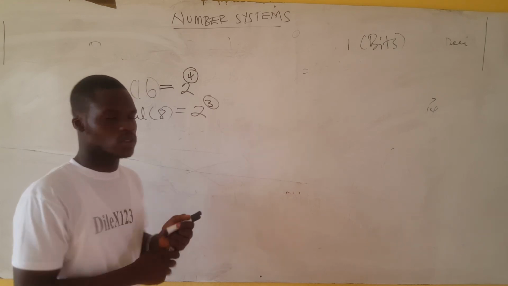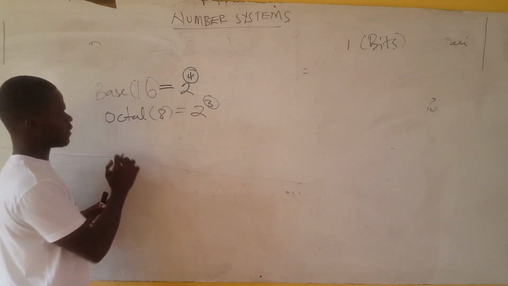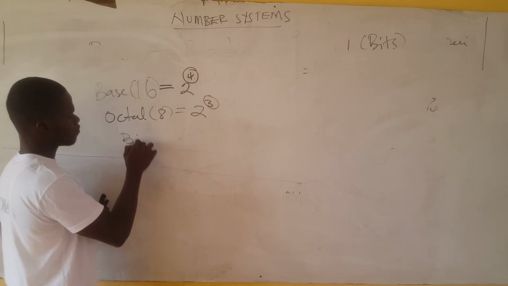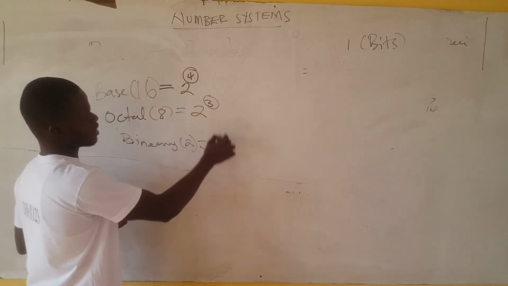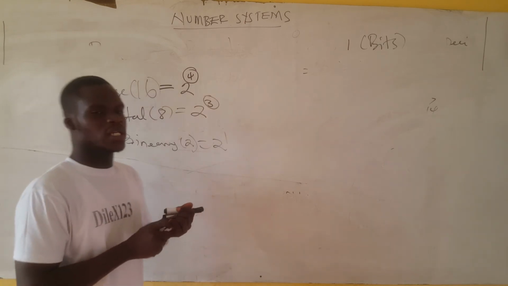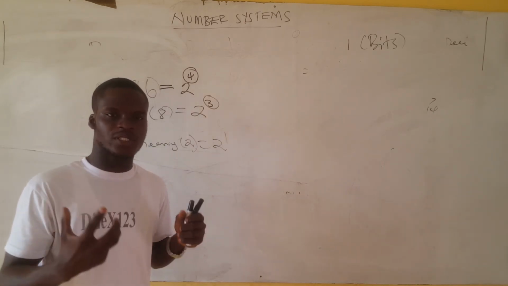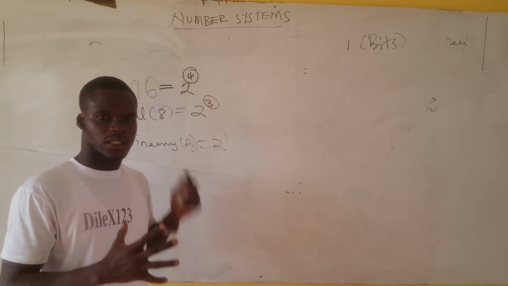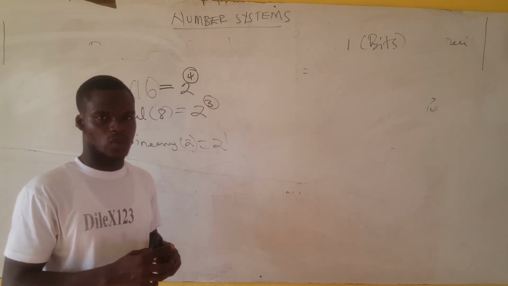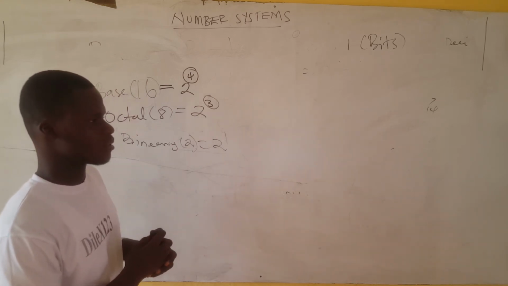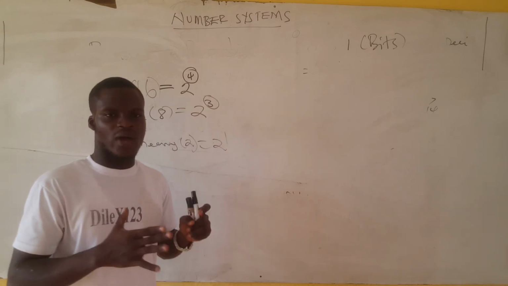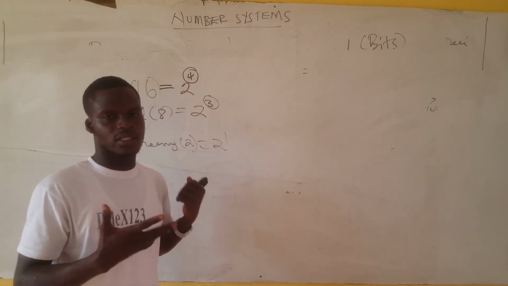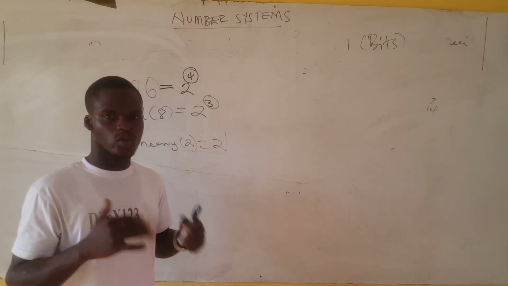I hope that's good. And also, if we have the binary, binary means base 2. So 2 is the same as 2 exponent 1. Meaning we need just 1 bit so that we can represent a number in the binary notation. Okay, that's what it means. So it's very important that we understand these basics. We've solved some questions on this in previous videos on the channel. You can go through them.